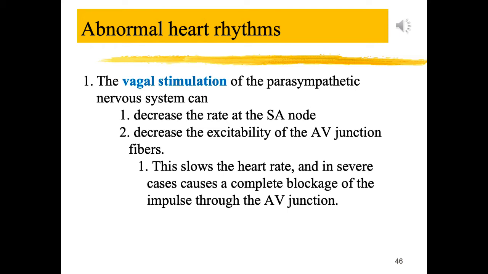A quick side note on abnormal heart rhythms. Vagus stimulation of the parasympathetic nervous system can do a few things. One, it decreases the rate at the SA node and can cause a bradycardia, and it also decreases the excitability of the AV junction fibers. It slows the heart rate and in severe cases can cause a complete blockage of impulse through the AV junction, causing a heart block of varying degrees.